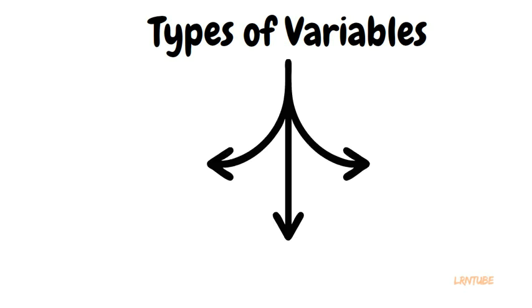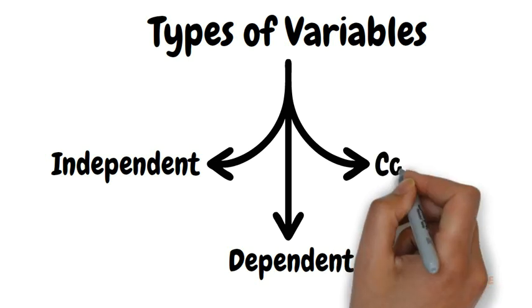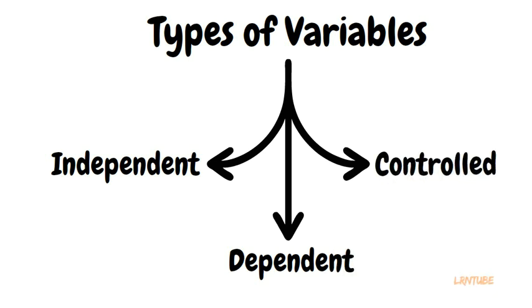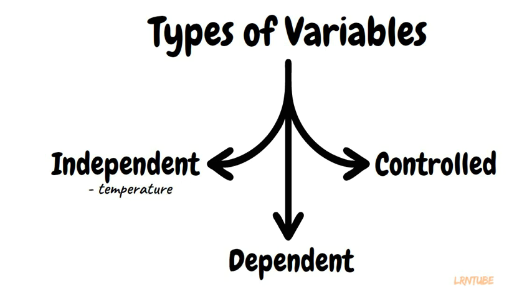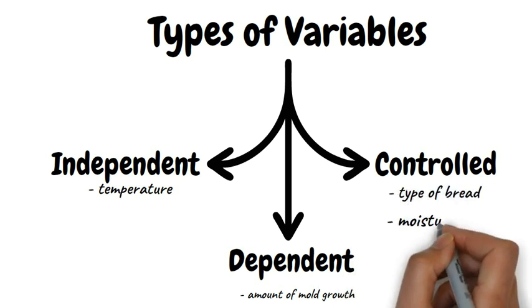So we have the independent variable, the dependent variable, and the controlled variable. The independent variable is the variable that you intentionally change to test its effect. And in our case, this would be temperature. Then we have the dependent variable. And this is the one you measure to see the outcome. Here, it would be the amount of mold growth. And then we have the controlled variable. And these are all the other factors that you must keep the same to ensure a fair test, like the type of bread, the moisture level, and the type of container.